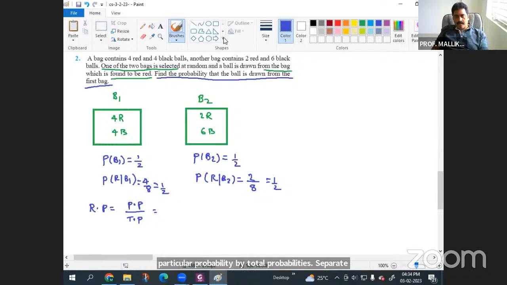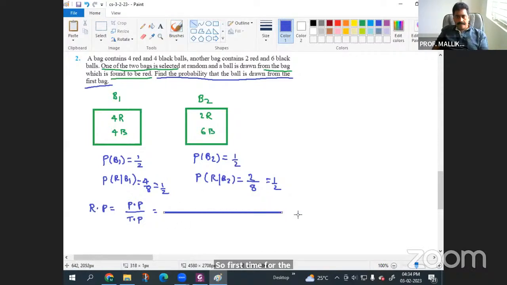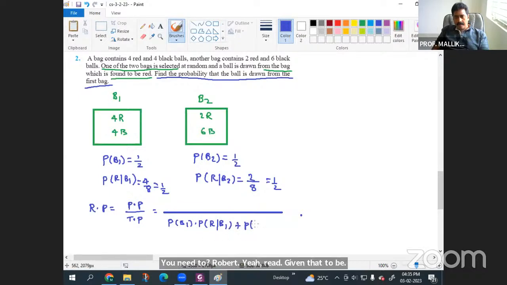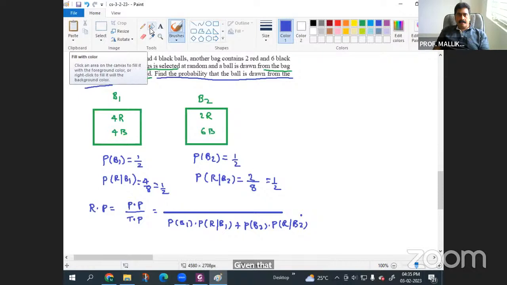So first I'll go for the denominator, the total probability. Probability of B1 into probability of red given that B1, plus probability of B2 into probability of red given that B2. Numerator, what should I write particularly? Yes, tell me.